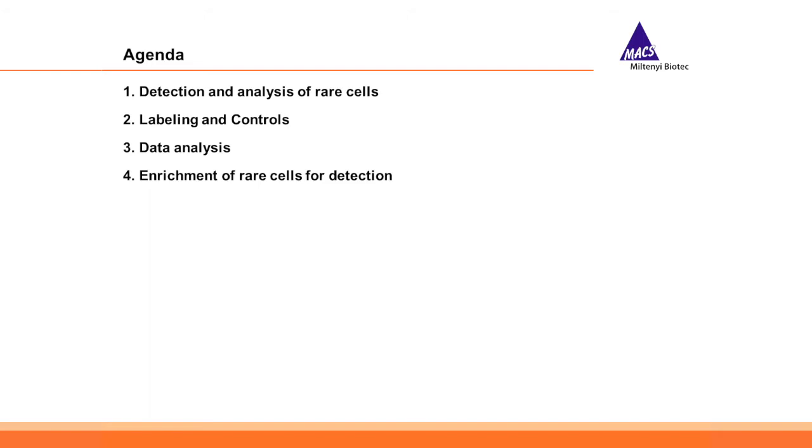Then secondly, I will focus on the labeling of the cells for such experiments and the proper controls you would need. Third is then about the data analysis. So what can you do to improve your displayed data, your statistics and so on. And in the last step, I would like to go over a special method for analyzing extremely rare cells, and this is by using an enrichment. Okay, so I will start here with the first chapter.